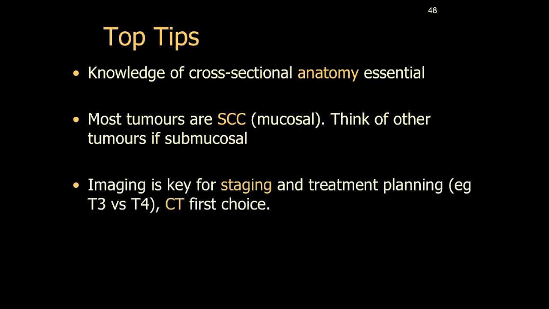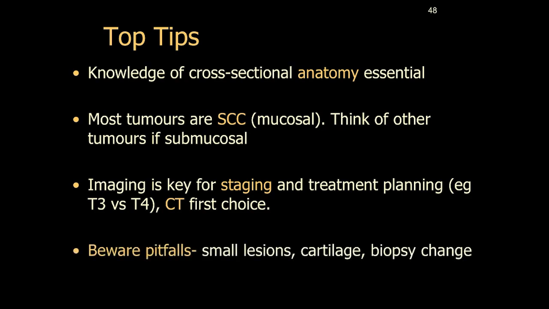Remember, imaging is key for staging and in particular to map out the deep spread of the tumor, which is not visible to clinicians on endoscopy. CT is the mainstay of laryngeal imaging. Be aware of pitfalls. Remember that small mucosal lesions can be missed on imaging and are best seen on endoscopy. Assessing cartilage involvement can be tricky, as we have discussed, and post-biopsy changes can influence the imaging appearances as well.